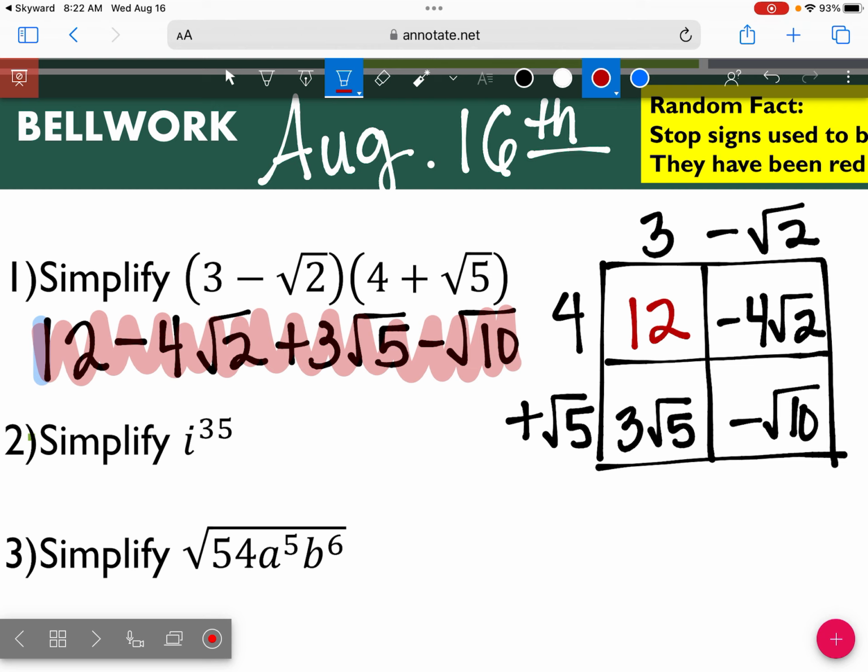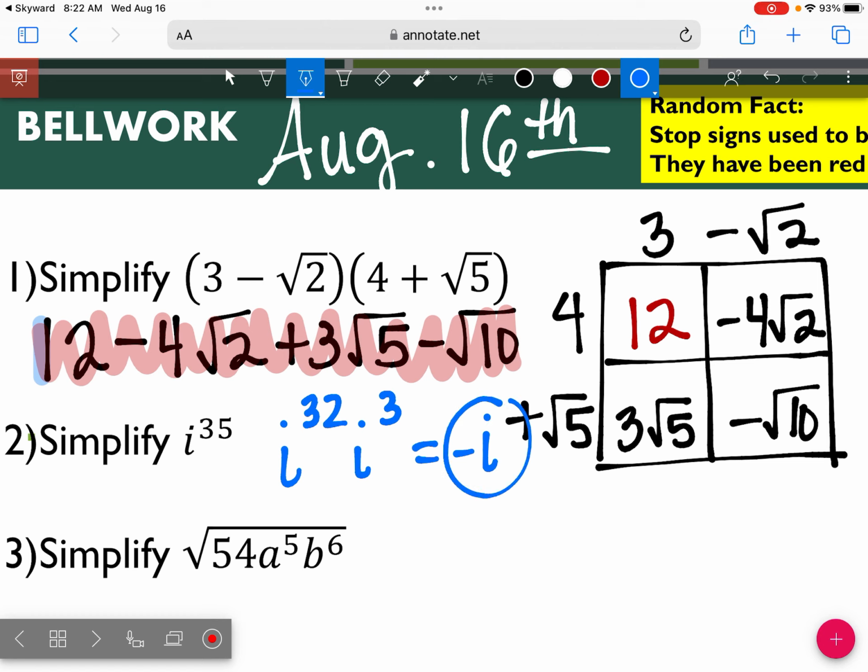Okay, i to the 35. How high can I count? Counting by 4s, 32. You can get all the way to 32. So that would be i to the 32 times i to the 3rd. What is i to the 3rd? Not -1, but negative i. So i to the 1st is i, i squared is -1, i cubed is negative i. And then anything to the power of 4 is 1. So anything that has a factor of 4 is 1. So i to the 4th is 1.